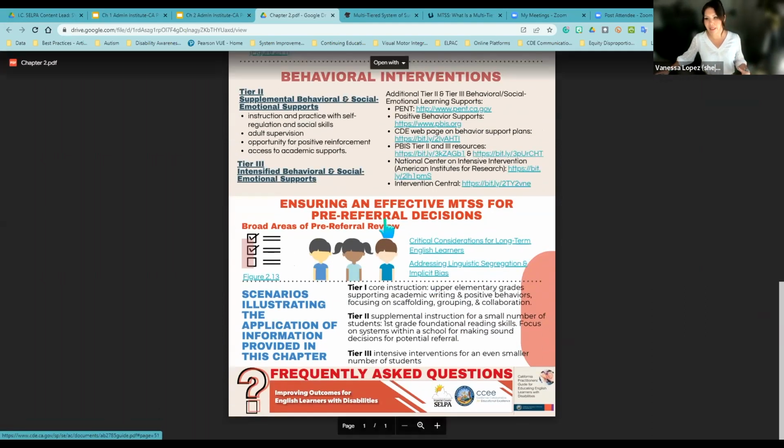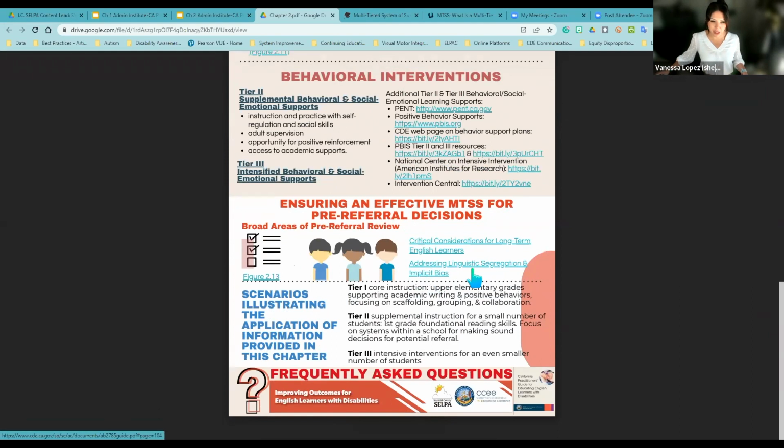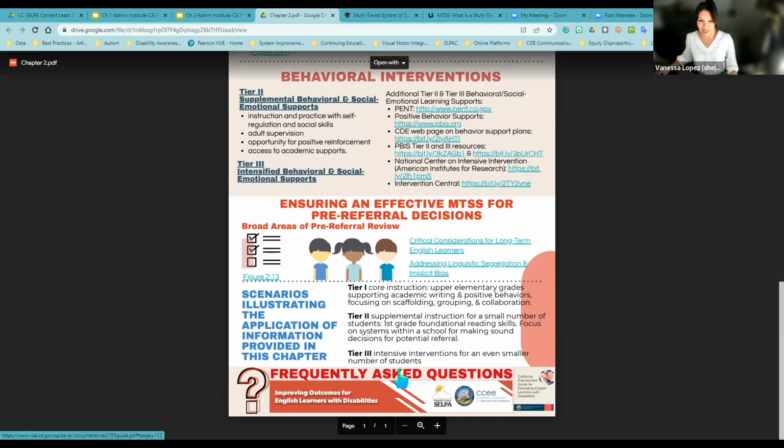So again, all of this is included in every single one of our sections, including frequently asked questions related to the topics covered in chapter 2. So if you want to take a look at those most frequently recurring questions and answers that are linked to statutes, regulations if applicable, that is available here in this section, including a student scenario.